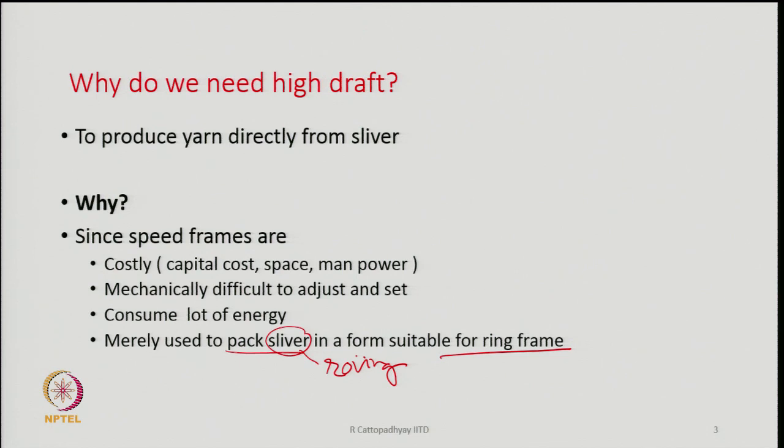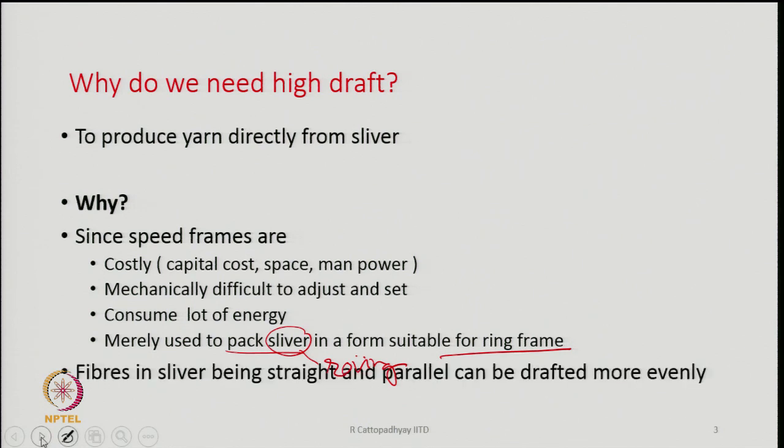That is why we try to go for high draft in order to eliminate the process of conversion from sliver to an intermediate product called roving. That is the reason. So, therefore, machine manufacturers are always thinking of developing a machine, so that we can directly spin a yarn from sliver.